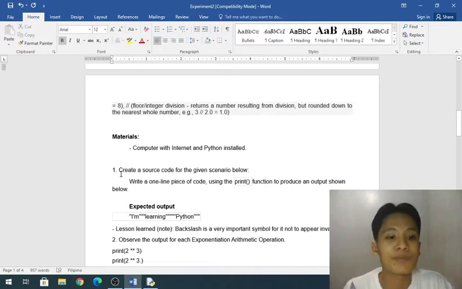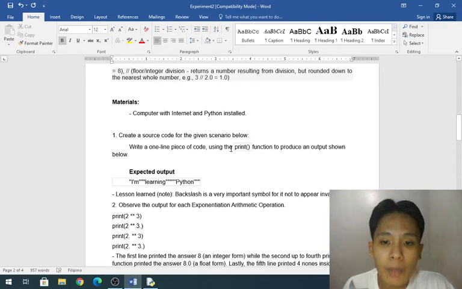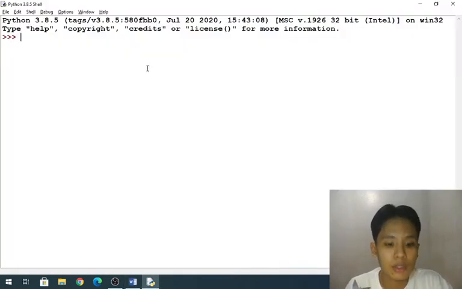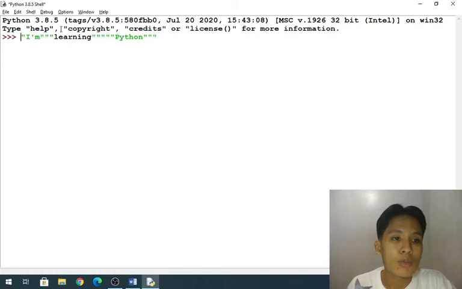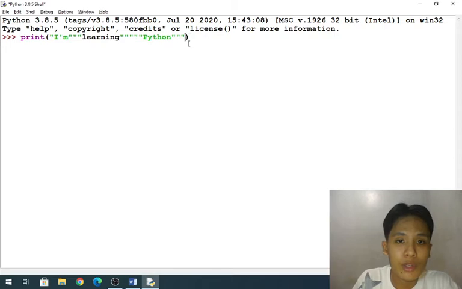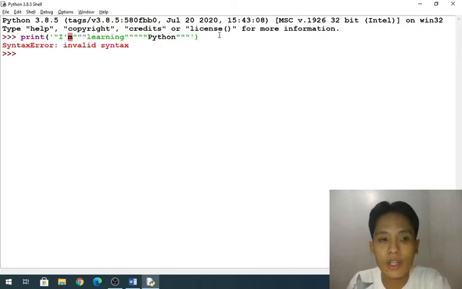So let's start. Step 1. Create a source code for the given scenario below. Write a one-line piece of code using the print function to produce the output shown below. So we are expected to have this output, so let us copy. So print function, instead of double quote, let us use single quote, so we don't have any confusions, and enter.